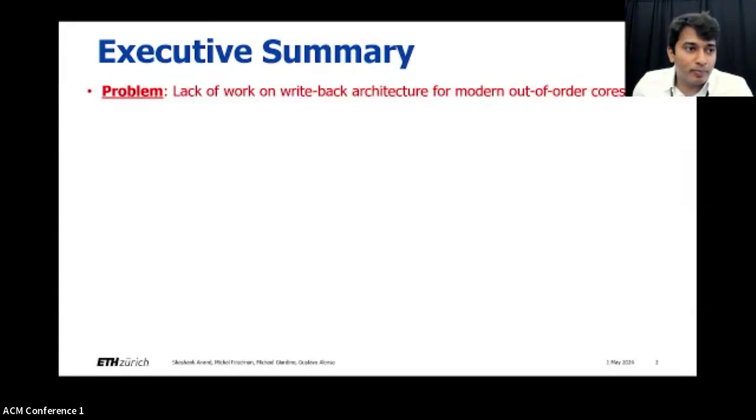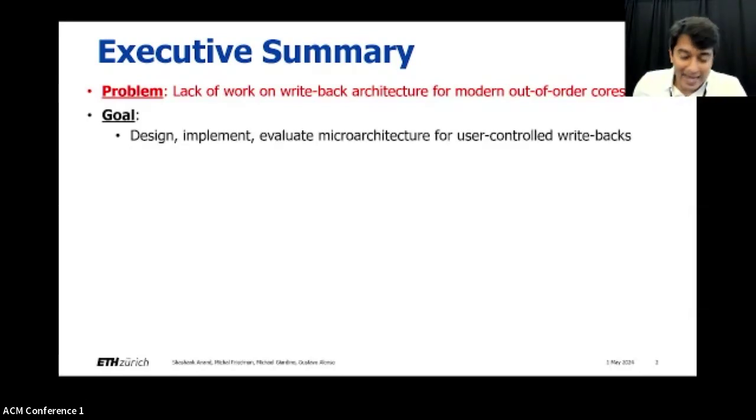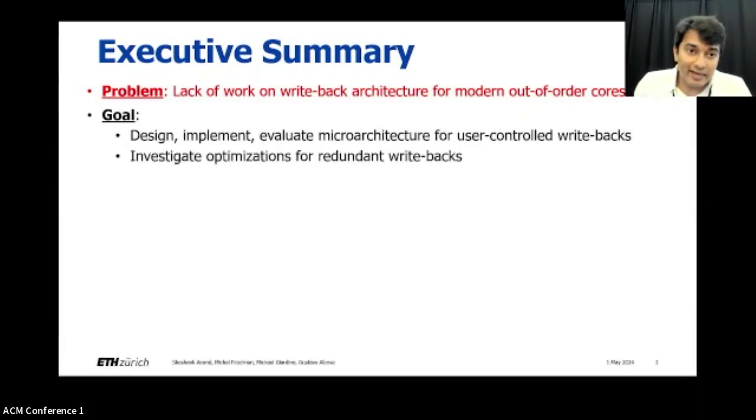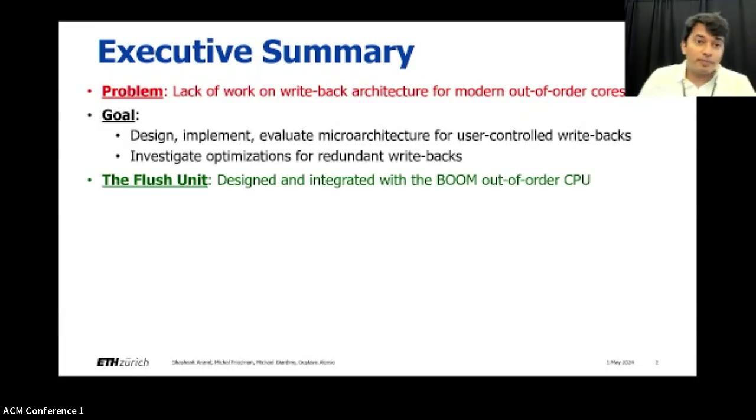So what exactly is the problem we're trying to solve here? There is a lack of work on how to design a microarchitecture for user-controlled write-back in modern out-of-order CPU cores. To solve this problem, we aim to design, implement, and evaluate an infrastructure for user-controlled write-backs. On top of that, we investigate optimizations that can solve redundant write-backs that are issued by the programmer. As the first part of our work, we designed the flush unit, a microarchitectural unit that is integrated with the BOOM out-of-order CPU core.